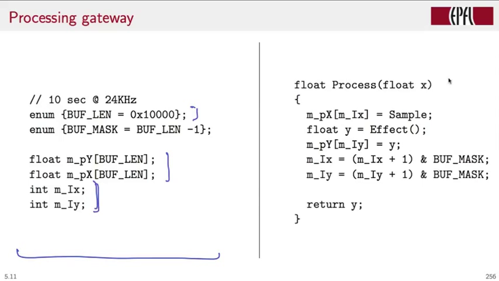The processing function will take the current sample. It will store the sample into the input memory. It will call a function that we call effect, because we're interested in implementing guitar effects, that will compute the current output. It will store the output in the memory for the output samples, and it will update the indices into the buffers with the usual circular strategy. So we increment the pointer by 1, and then we roll around the pointer by binary masking. And the processing function will return the current output sample that, as you remember, will be put in the output buffer of the sound card.